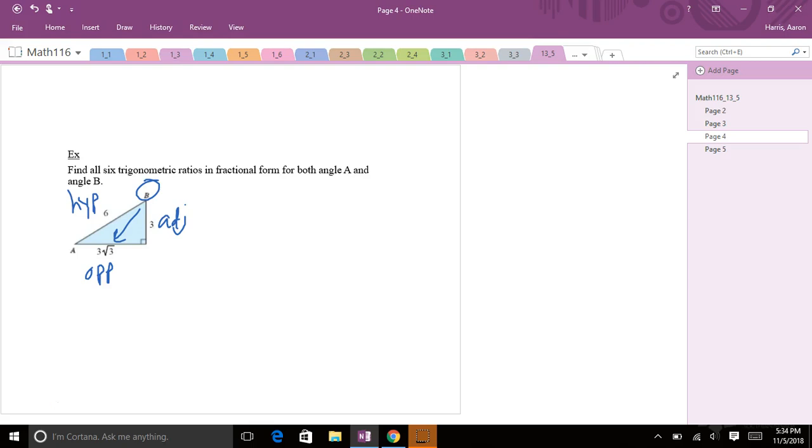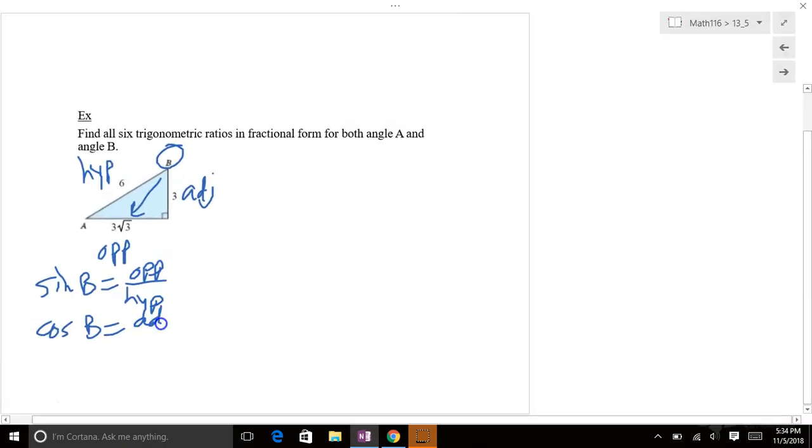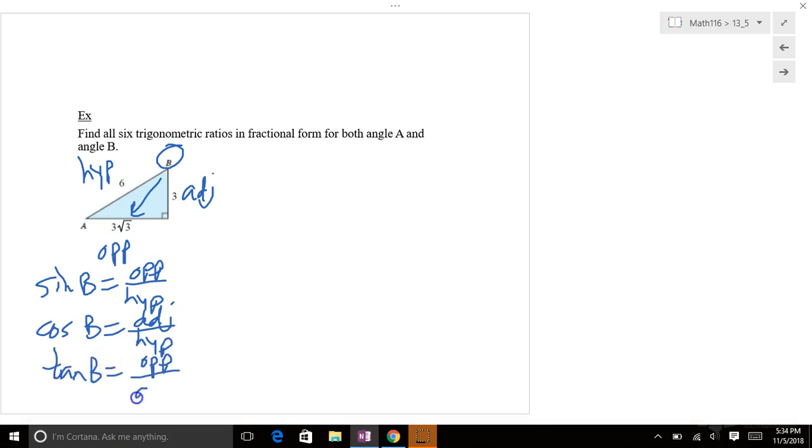So when we go through, we do sine of B, again opposite over hypotenuse, cosine will be adjacent over hypotenuse, tangent opposite over adjacent. Okay, so sine of B, opposite side now is 3√3. Hypotenuse is 6. Well, 3/6 is 1/2, so √3 over 2.